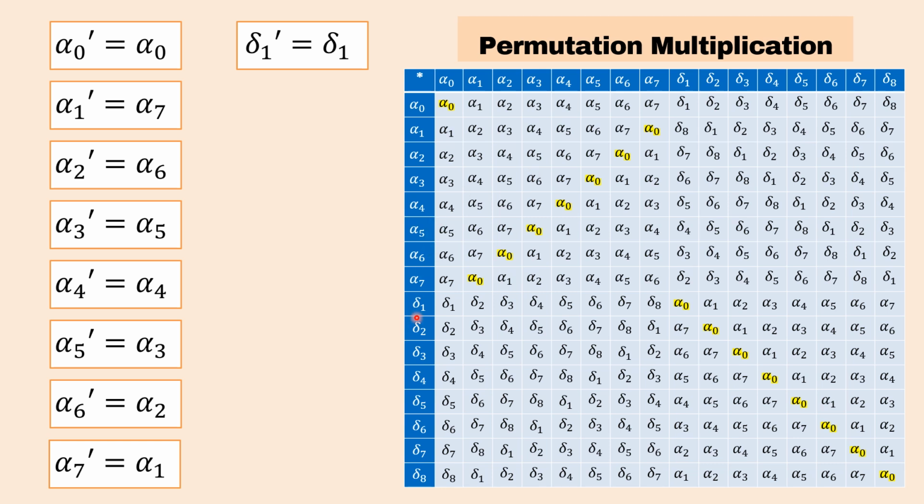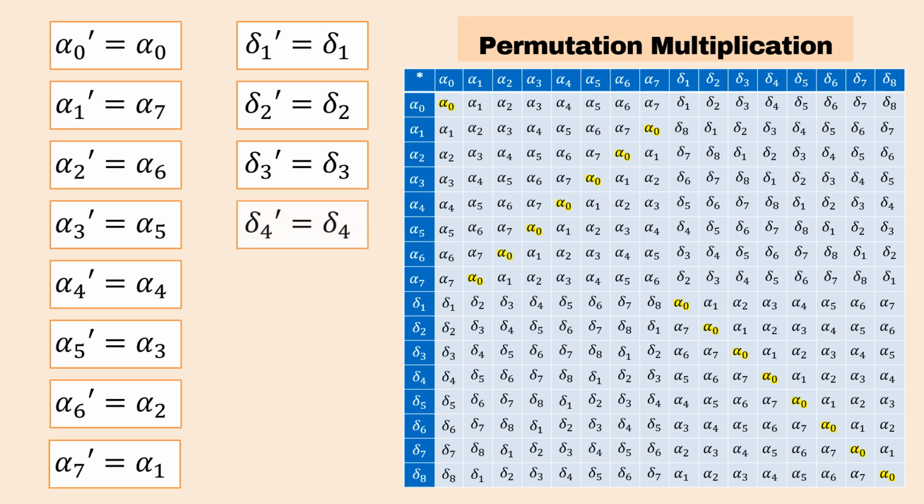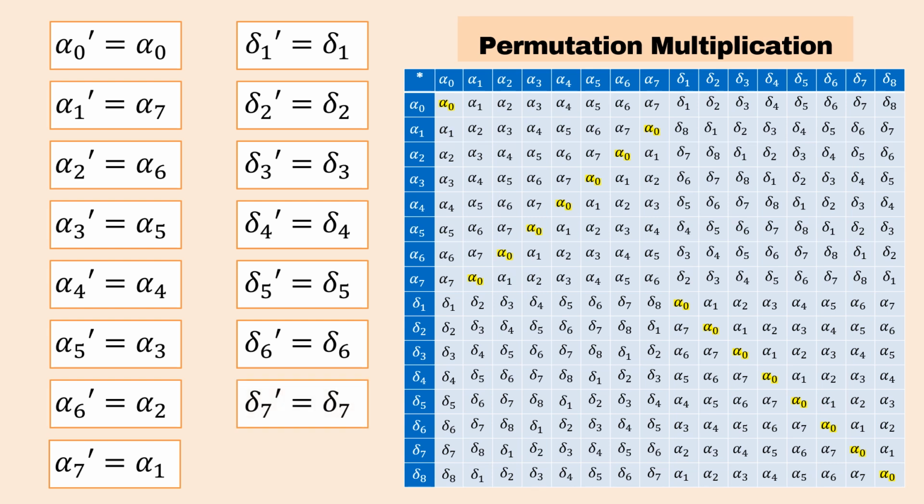The inverse of delta sub 1 is delta sub 1. The inverse of delta sub 2 is delta sub 2. The inverse of delta sub 3 is delta sub 3. The inverse of delta sub 4 is delta sub 4. The inverse of delta sub 5 is delta sub 5. The inverse of delta sub 6 is delta sub 6. The inverse of delta sub 7 is delta sub 7. The inverse of delta sub 8 is delta sub 8.